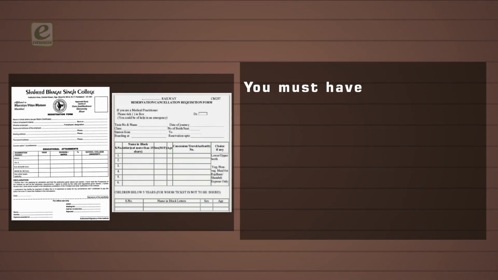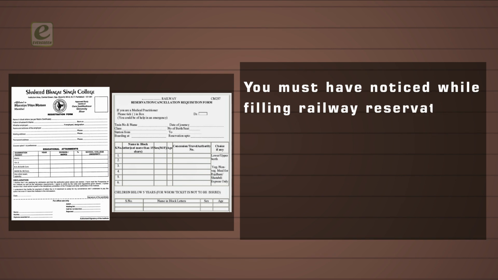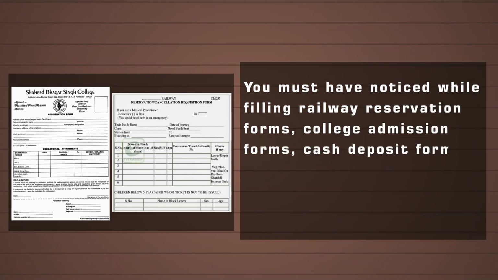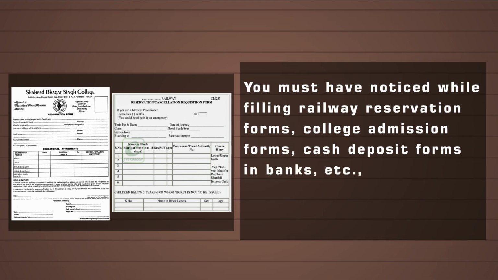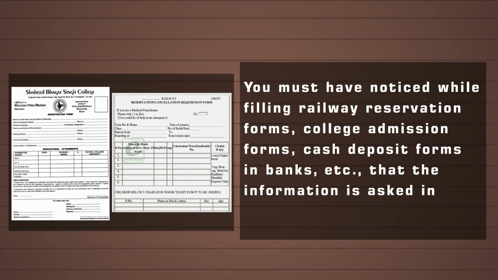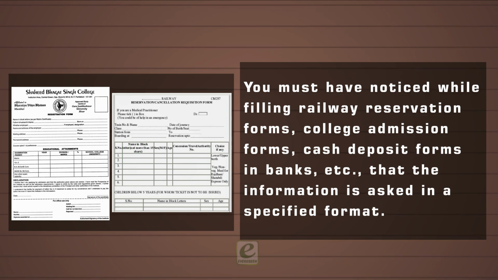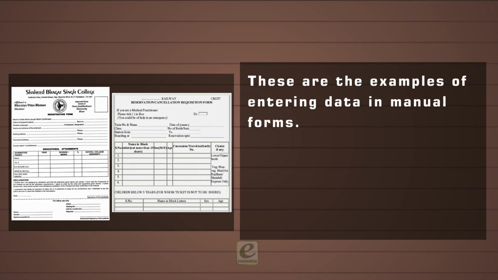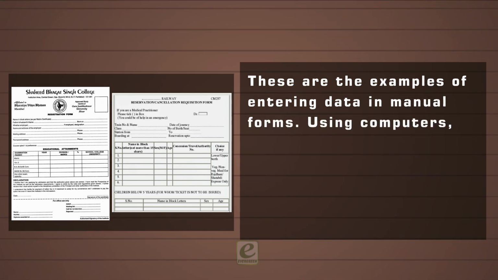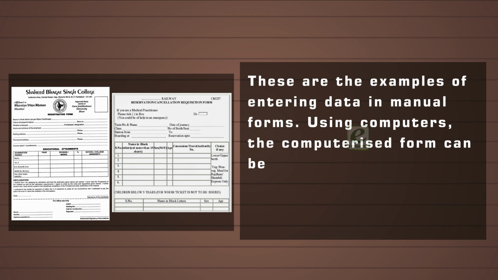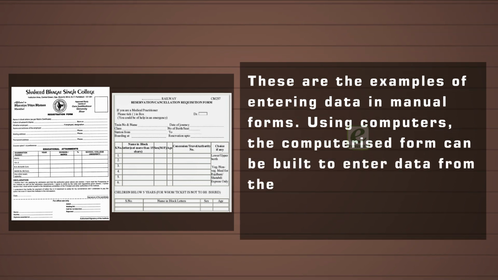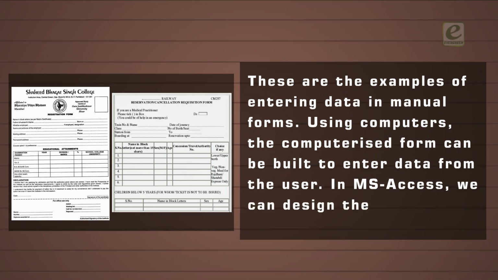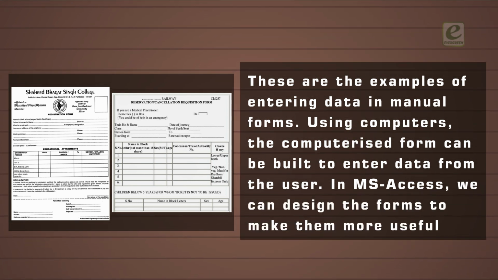You must have noticed, while filling railway reservation forms, college admission forms, cash deposit forms in banks, etc., that the information is asked in a specified format. These are the examples of entering data in manual forms. Using computers, the computerized form can be built to enter data from the user. In MS Access, we can design the forms to make them more useful.